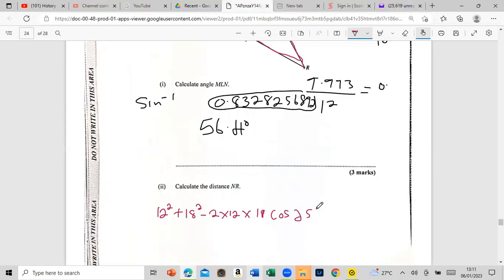I always tell my students, put the portion here in a bracket for me, as this is where the trouble is. All right, so 12 times 12 is 144, plus 18 times 18, that's 324.